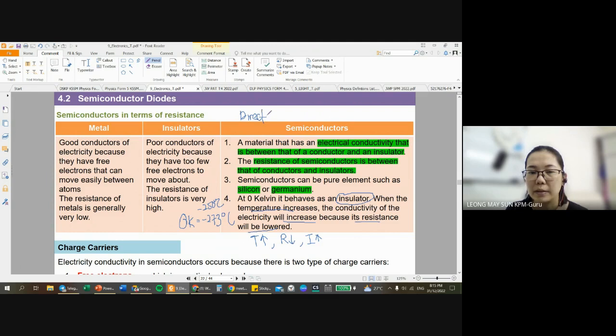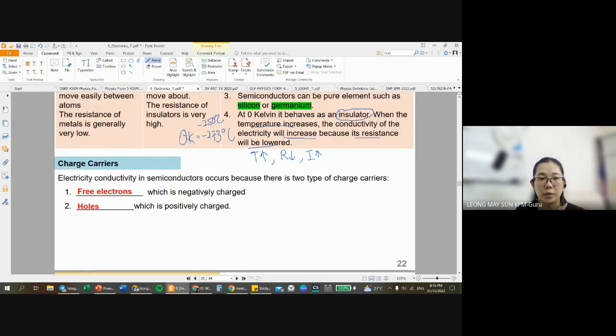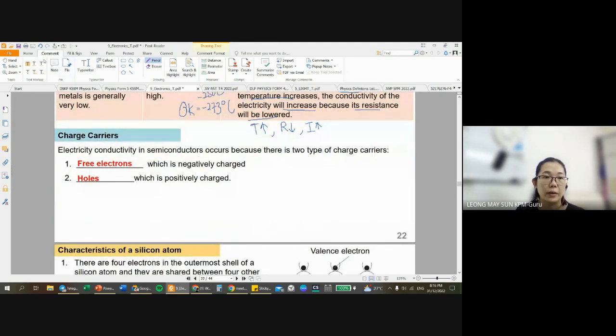All right, I'm talking about direct current. You would notice previously, even in thermionic emission, we were talking about direct currents as well. When we talk about resistance being lowered, current increases, we are talking about direct current. Next we are going to talk about charge carrier.